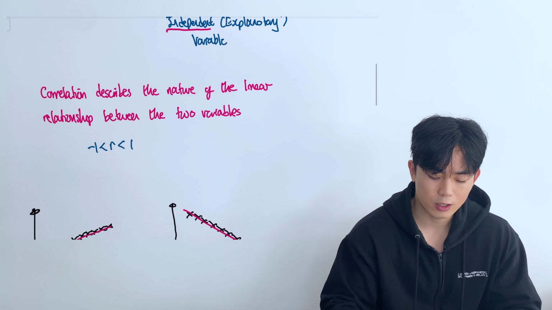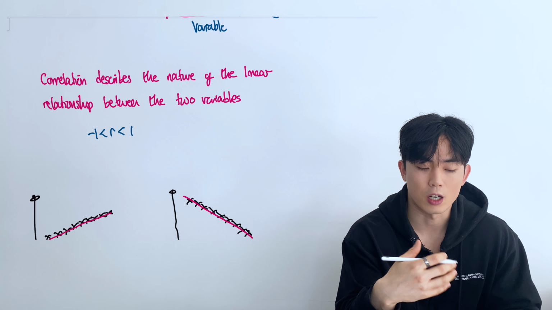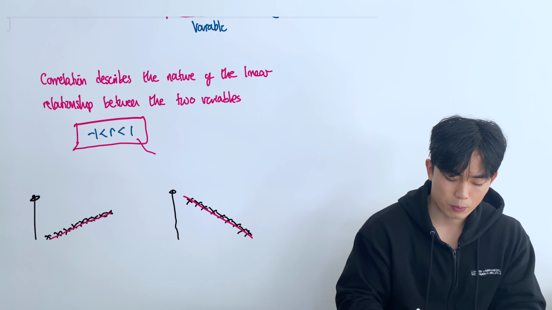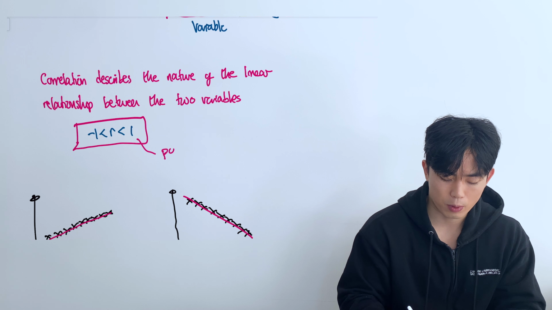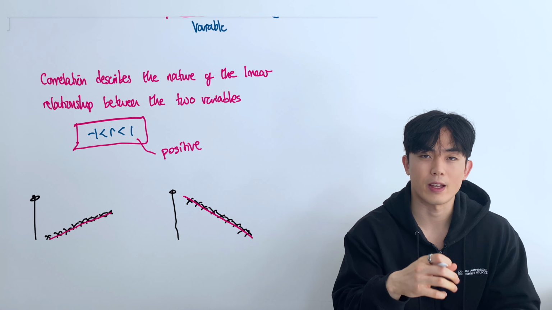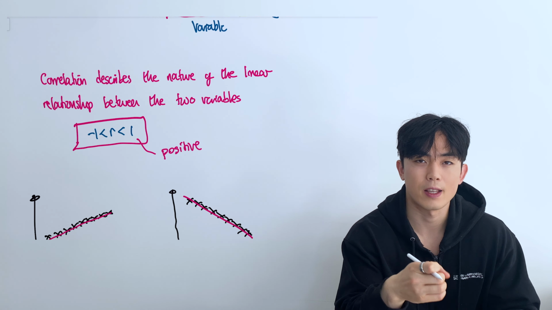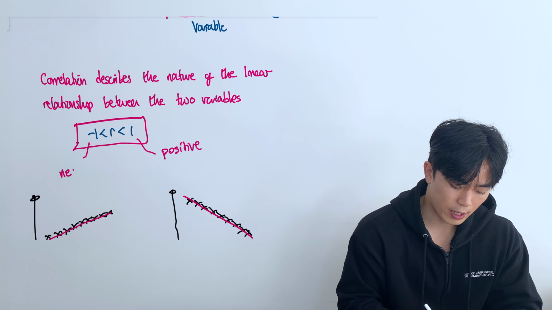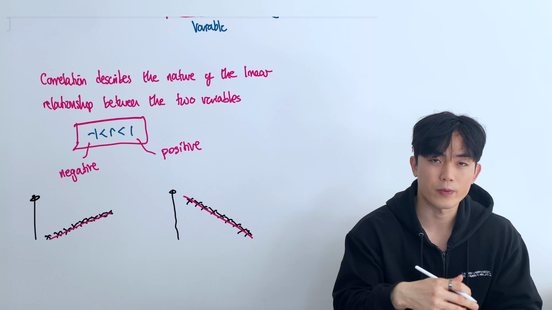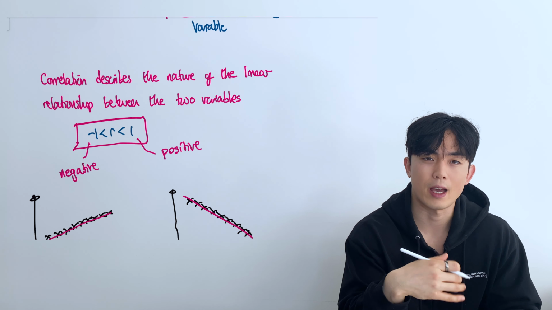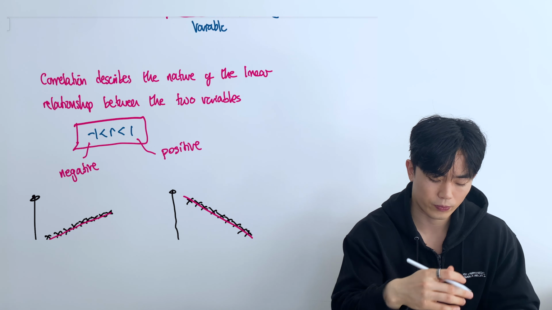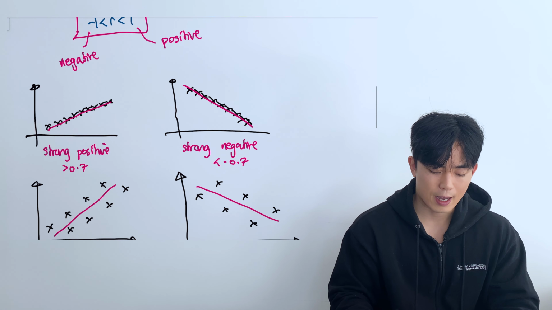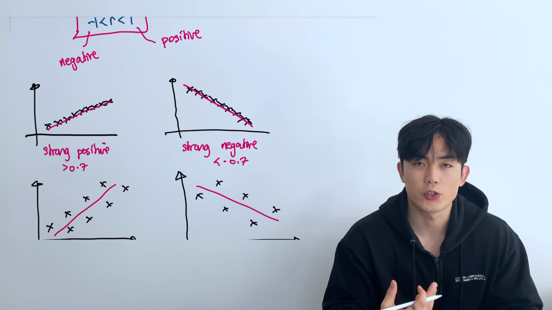Correlation is determined by something called the R value, and it has a value between -1 and 1. If it's a positive value closer to 1, then we say it's a positive correlation, meaning that if the independent variable increases, then the dependent variable would also increase. If it's closer to -1, we call it a negative correlation, meaning that if the independent variable increases, the dependent variable actually decreases. The closer it is to 1, the stronger this correlation is.